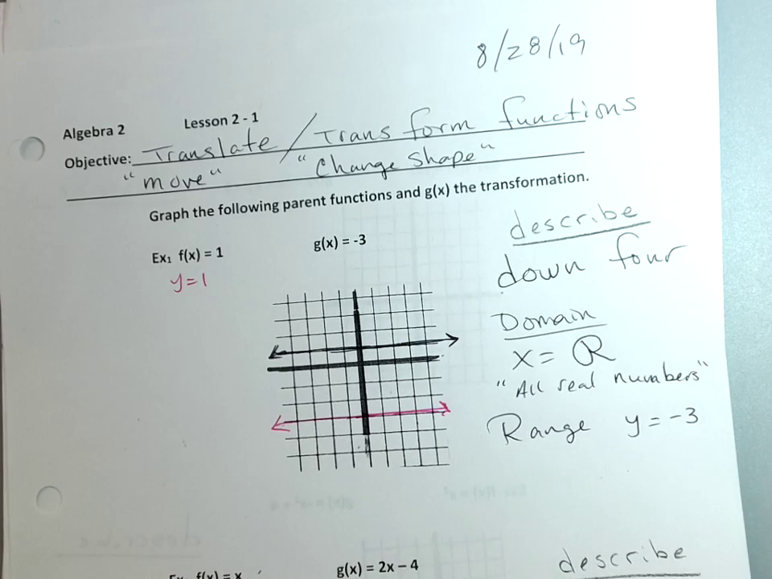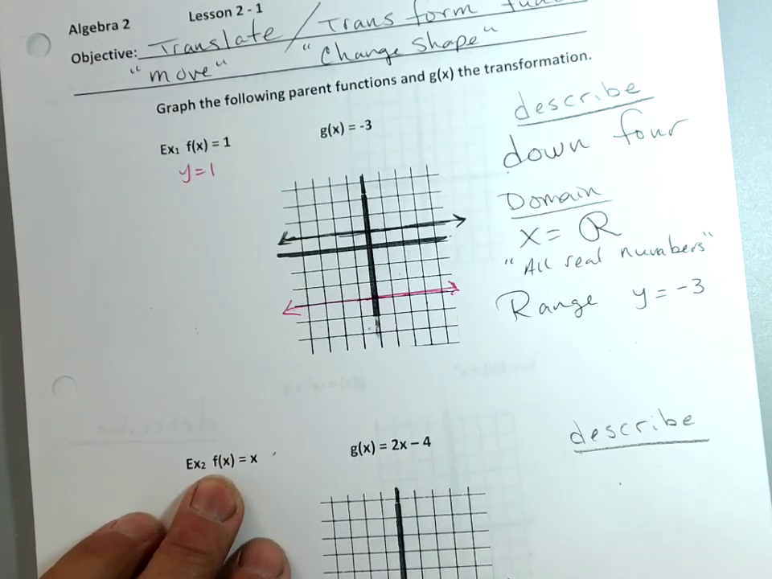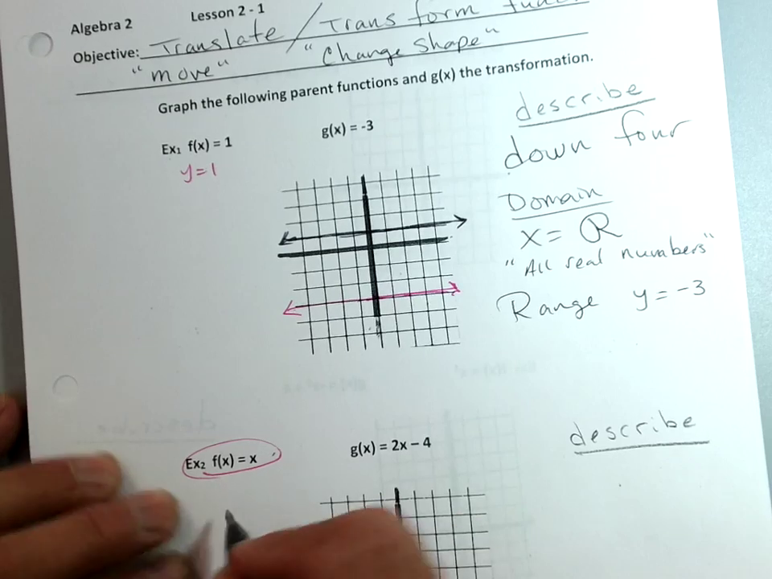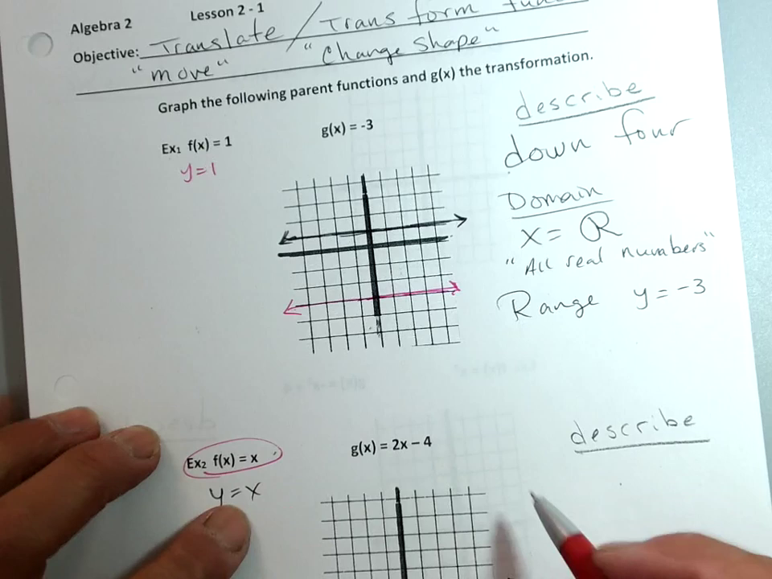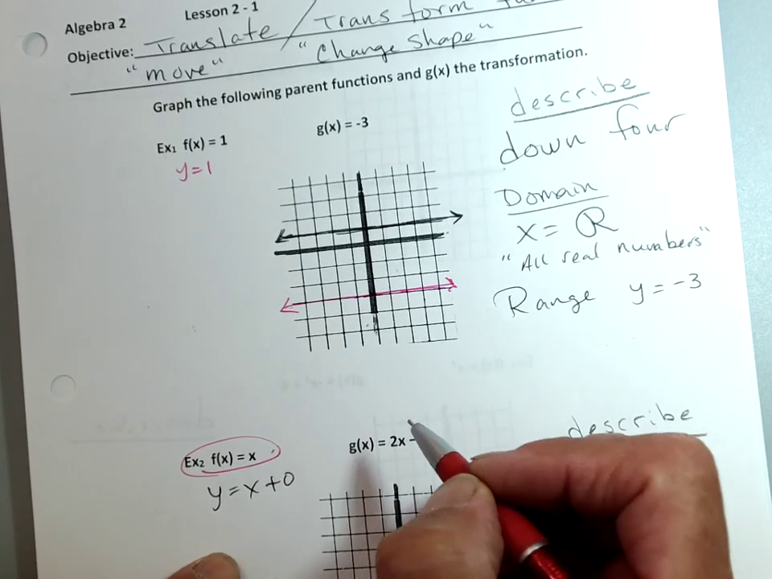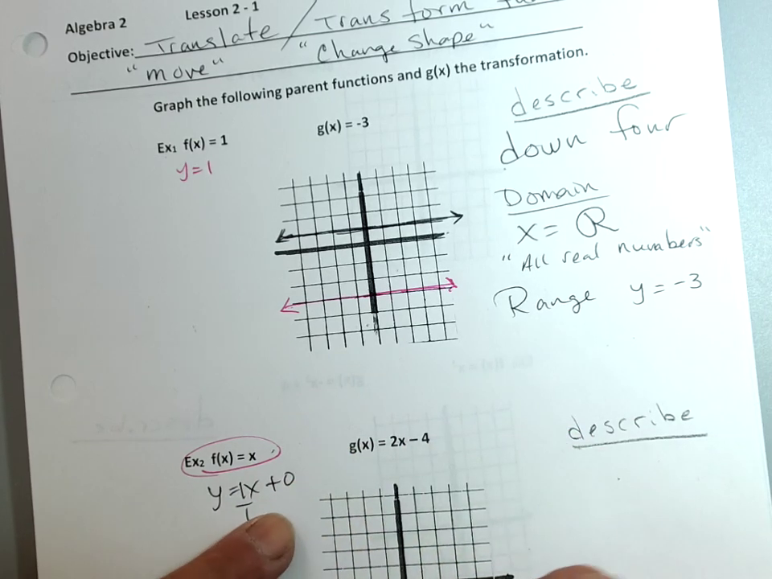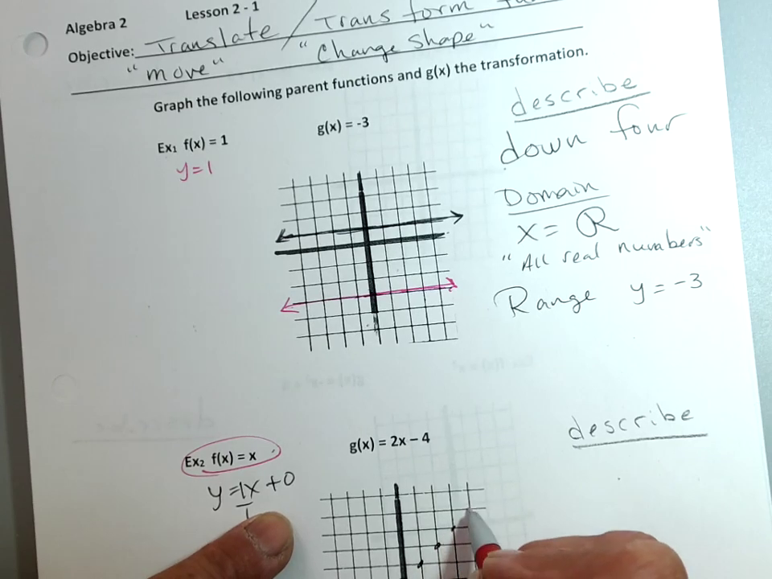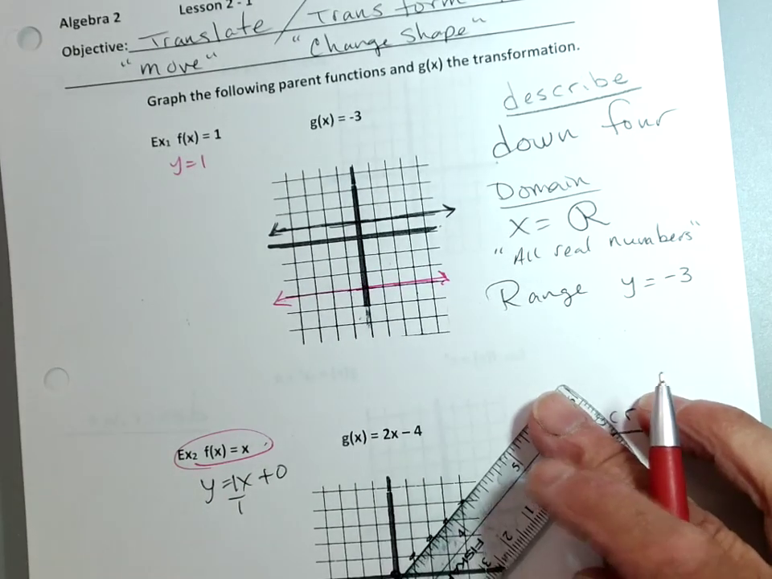Not too bad. Okay, let's look at number 2. Here's my parent function, y equals x. The invisible numbers are plus 0, and it's a 1x over 1. So we start at 0 and go up 1 over 1, up 1 over 1, and so forth. There's my parent function. Connect the dots.